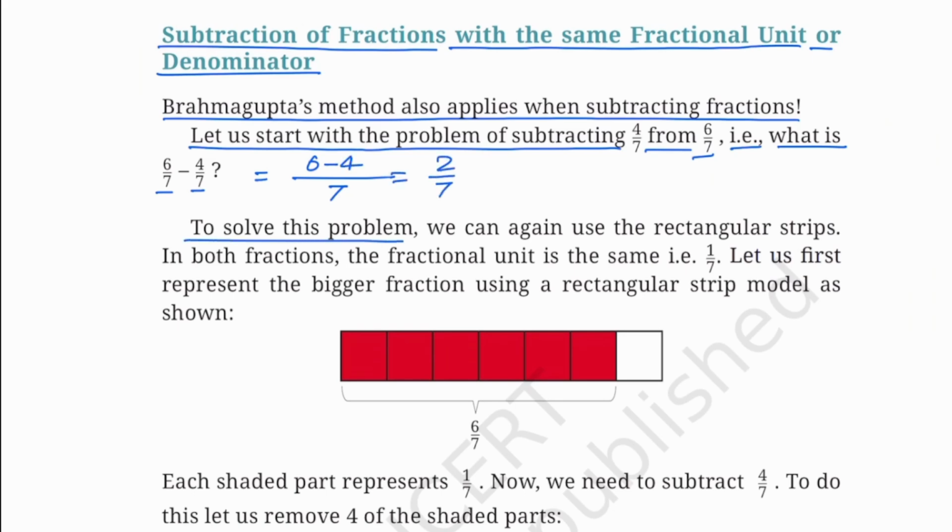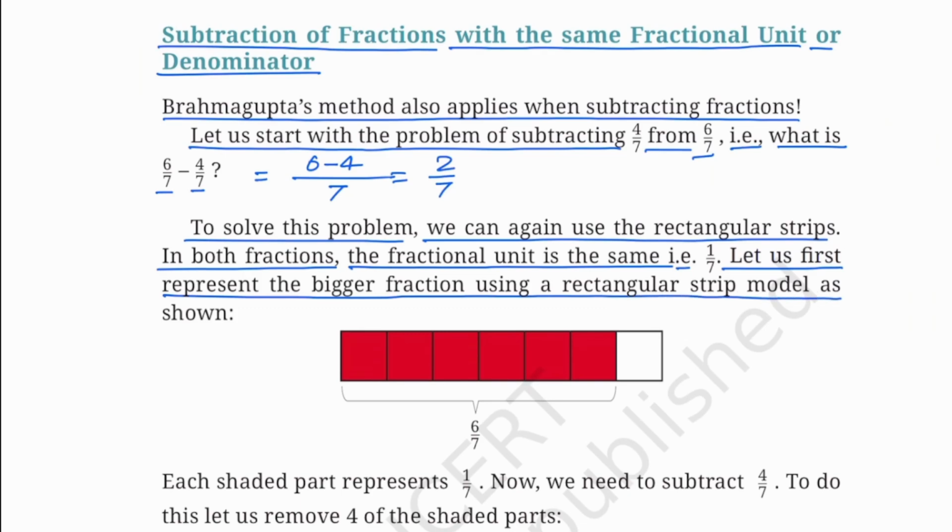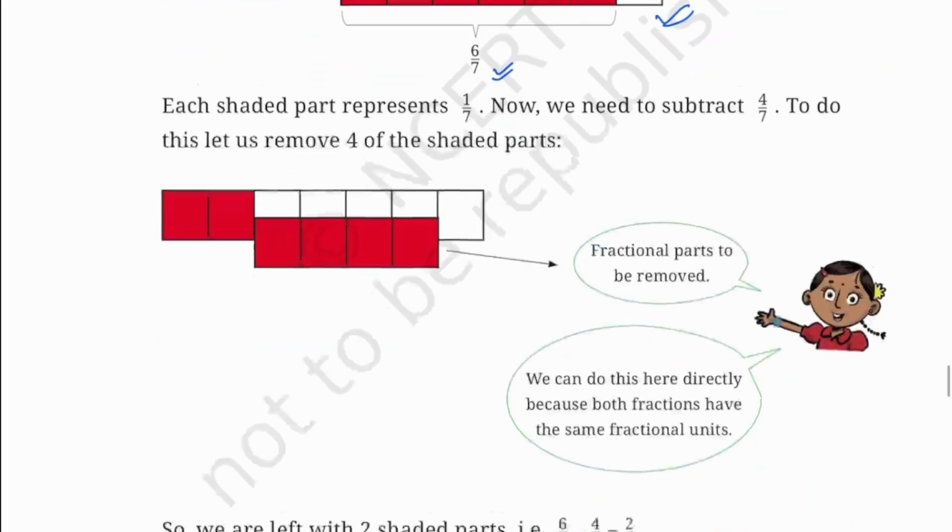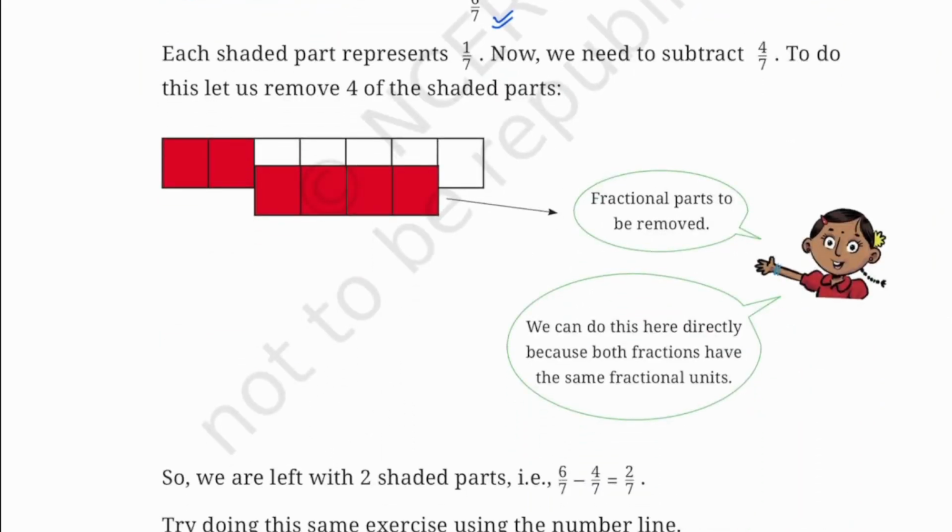To solve this problem, we can again use the rectangular strips. In both fractions, the fractional unit is the same, that is 1 upon 7. Let us first represent the bigger fraction using a rectangular strip model as shown. This is 6 upon 7. Each shaded part represents 1 upon 7. Now we need to subtract 4 upon 7. To do this, let us remove 4 of the shaded parts like this.